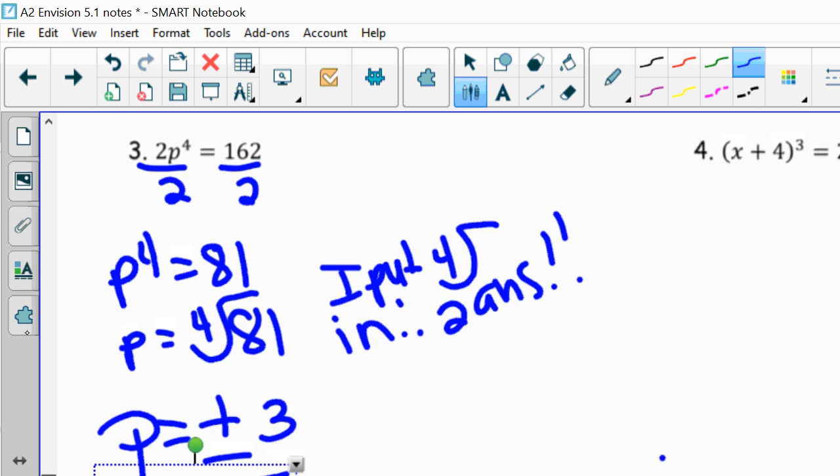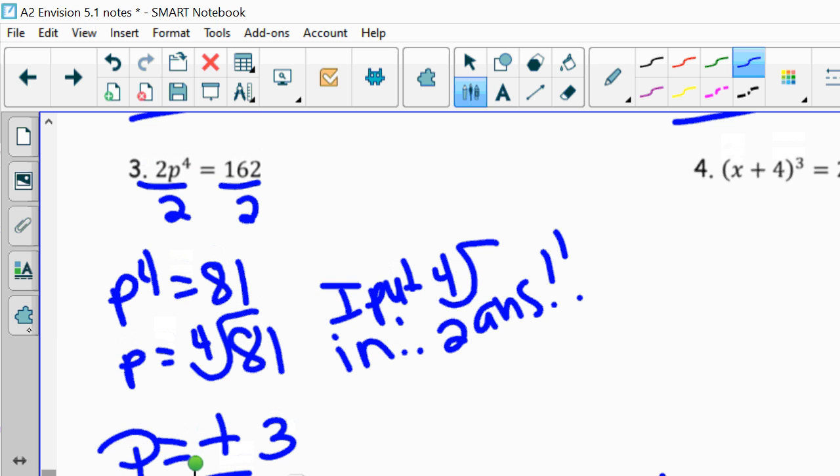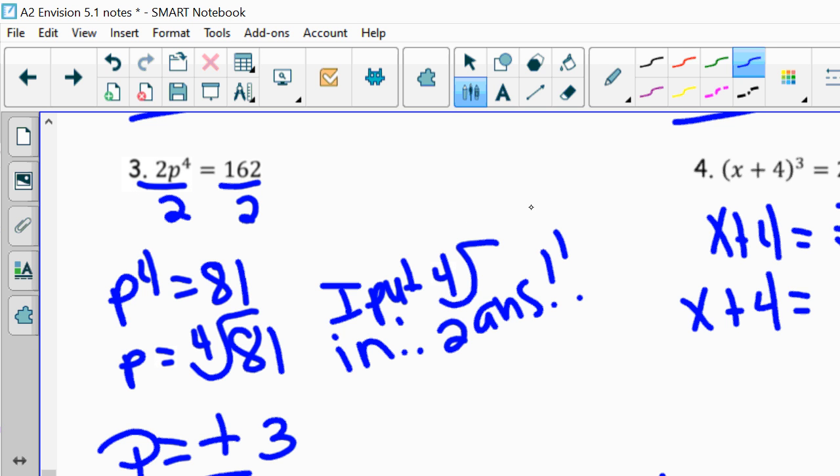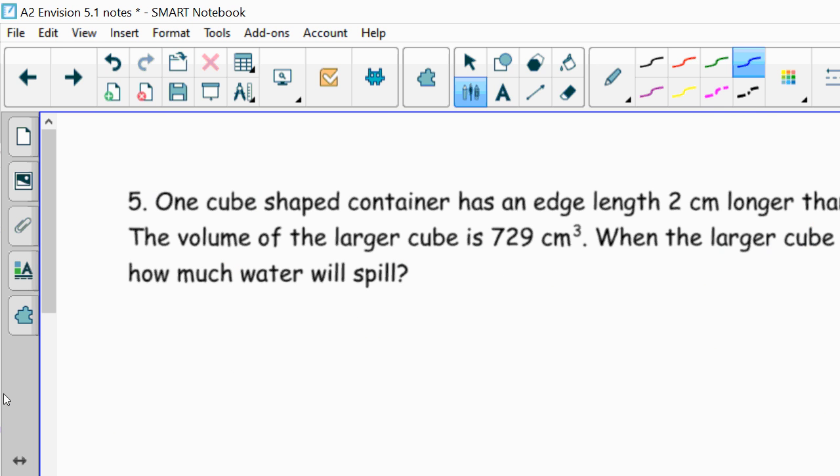Right, and number 4, x plus 4 quantity cubed equals 27. So on this one, we have to start out by taking the cube root of both sides to begin with. So then I get x plus 4 equals the cube root of 27. So x plus 4 equals, well, the cube root of 27, that's 3. Subtract 4 from both sides, so x equals negative 1. There's our answer. Right, we're going to finish off today with 2 word problems.